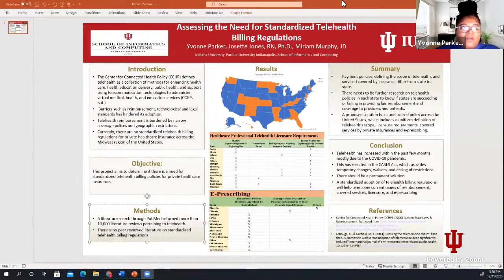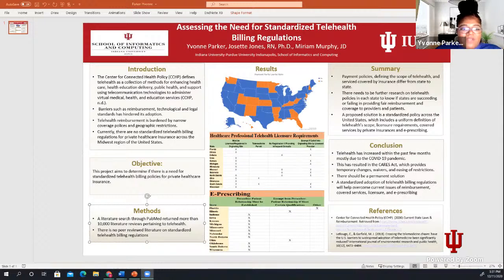The top graph of the United States shows that only 3 Midwest states have a payment parity. The orange colored states have a parity and the blue states do not. You can also see that there are comparison tables of healthcare professional telehealth licensure requirements and e-prescribing requirements.